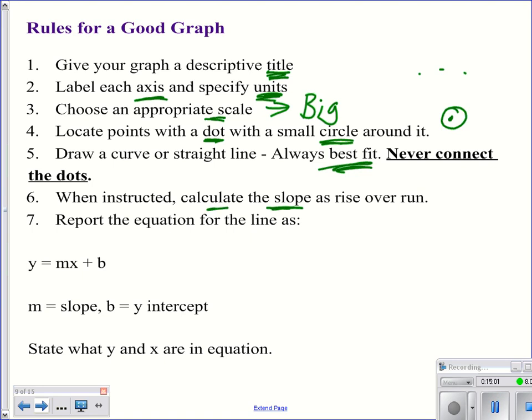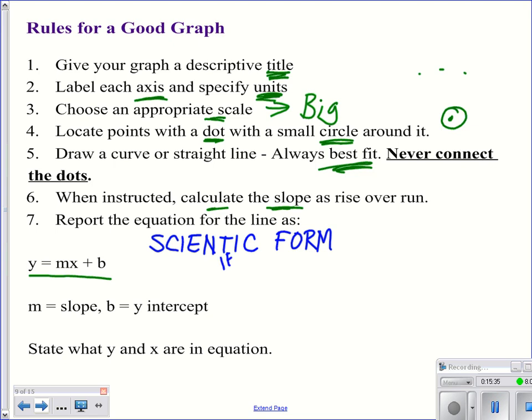And then quite often you'll have to do some sort of calculation of that slope. And then we report the equation for the line as this. Our equation for a line is y equals mx plus b. Here's what I'm going to tell you now, and I'm going to tell you again when we go over our lab next time we meet. I want that equation for a line written in scientific form.